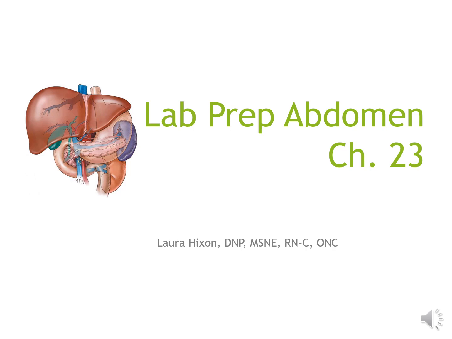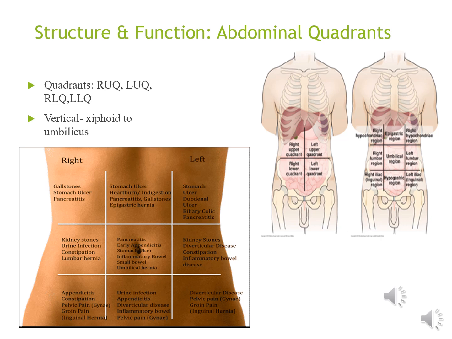This is a video for lab preparation for abdomen. The structure and function with the abdomen quadrants that we're going to be talking about. For your assessment purposes, there are 4 quadrants: right upper, left upper, right lower, and left lower.